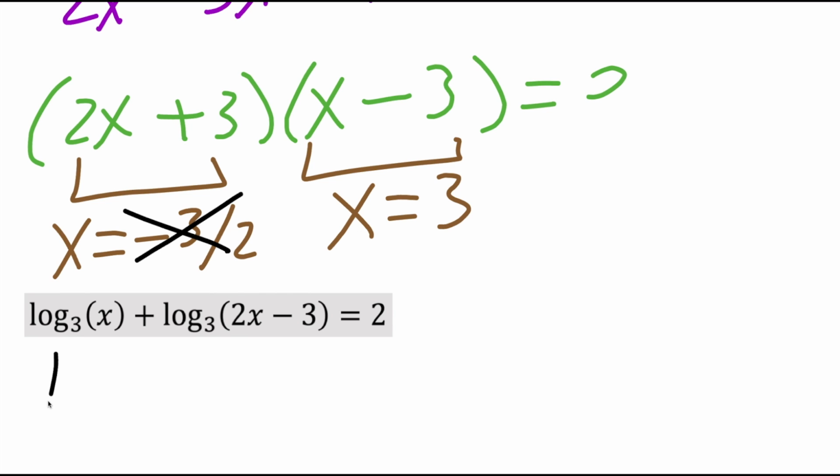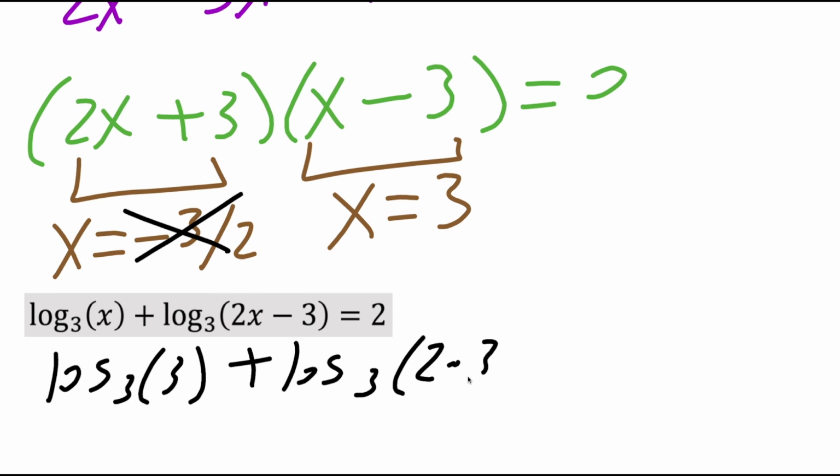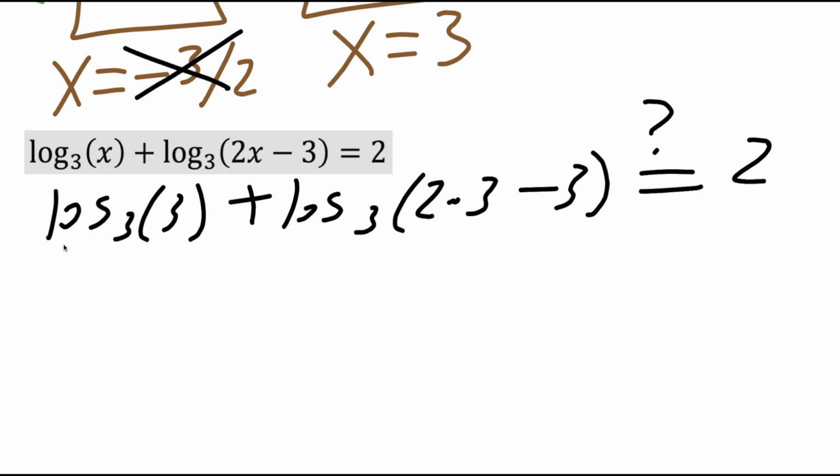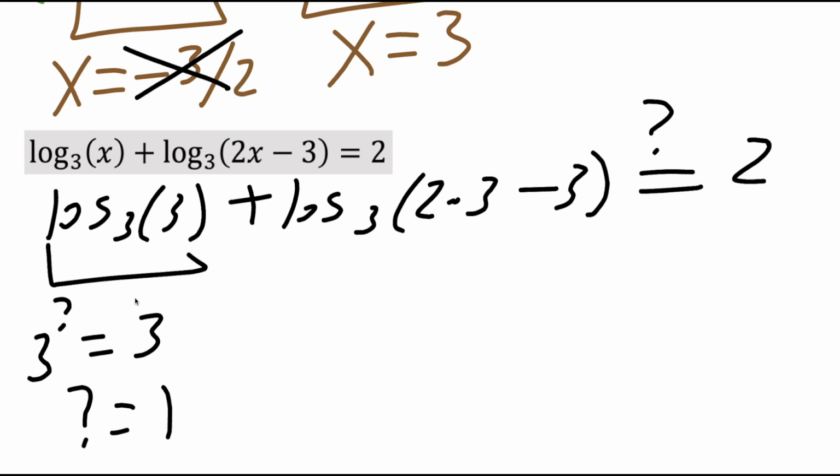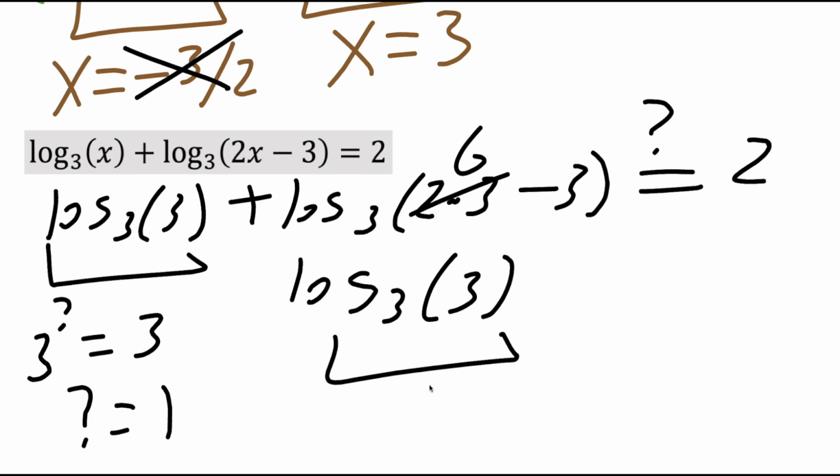Now we'll try 3. Log base 3 of 3 plus log base 3 of 2 times 3 minus 3. Is it going to be equal to 2? We don't know that yet. So log base 3 of 3 is like saying 3 raised to a question mark is equal to 3, so this piece right here is 1. We've got to try this piece too. 2 times 3 is 6, 6 minus 3 is 3, so it is the exact same thing: log base 3 of 3, and this is also equal to 1. And 1 plus 1 is 2, and we have 2. So that is the correct answer.